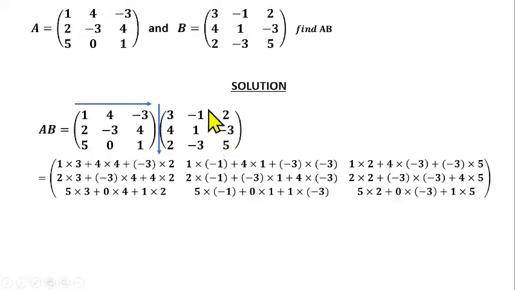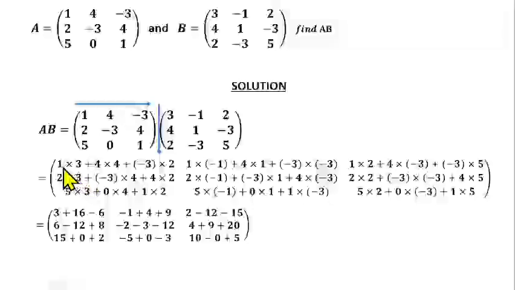Then this row will also multiply the second column. 5 times minus 1, we have this. 0 times 1, we have this. 1 times minus 3, we have this as well, plus this. Then 5 times 2, which is this, plus 0 times minus 3, which is this, plus 1 times 5, which is this. So we have been able to multiply out the rows and the columns here. Now we can simplify further by multiplying and adding.